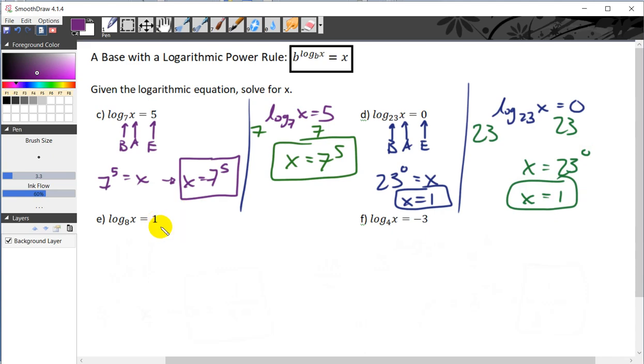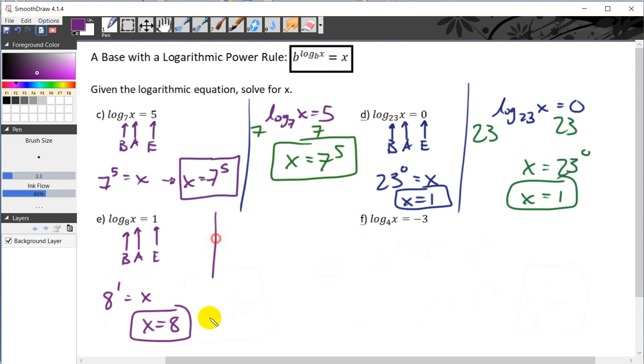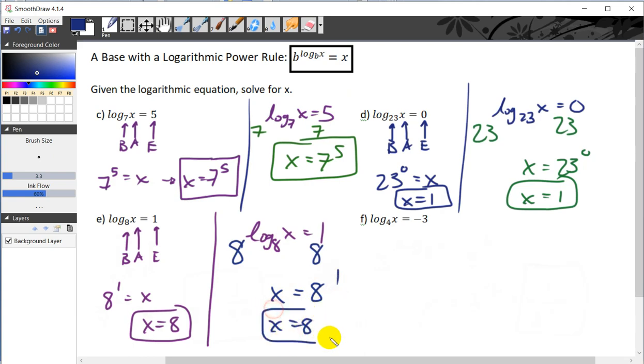All right, letter E. This is our base, this is our answer, and this is our exponent. So this is 8 raised to the first power equals x. In other words, we have x equals 8. Now, log base 8 of x equals 1. Same idea. As you can see, our base is 8. So we're going to rewrite both sides of the equation with the base of 8. This expression is the same thing as x. So x equals 8 raised to the first power, and x is equal to 8.